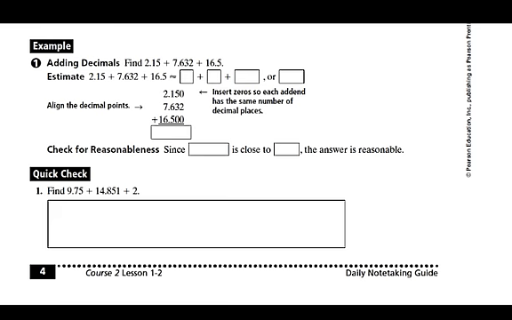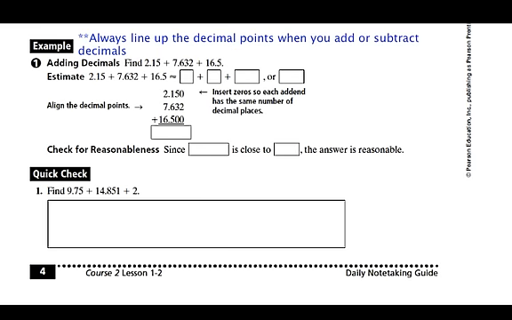Now we're ready to actually start adding and subtracting decimals. There's one major rule to remember whenever you add or subtract decimals. We always line up the decimal points when you add or subtract decimals. I want to stress, we always line up the decimal points when you add or subtract decimals. Now let's take a look at an example.